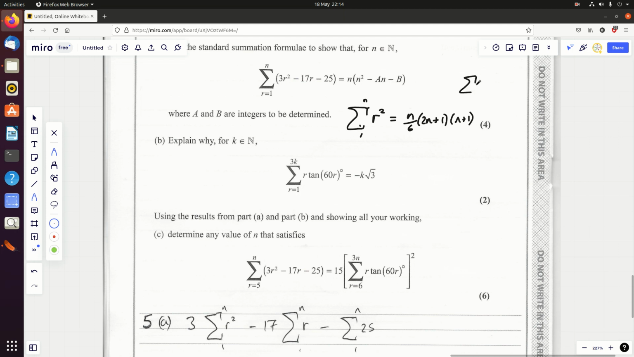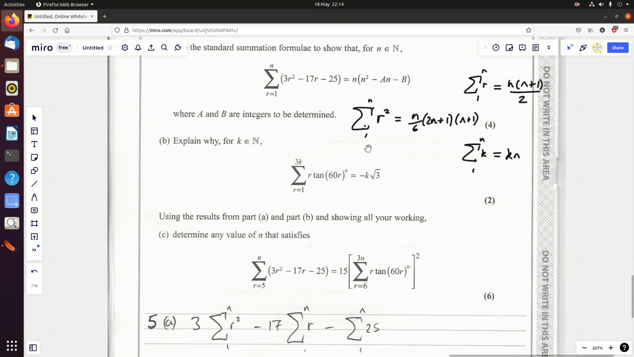Sum of r is just the sum of the triangle numbers, isn't it? Sum of the natural numbers, sorry, which happen to be triangle numbers. And the formula for triangular numbers is n times n plus 1 over 2. And then if you ever sum a constant from 1 to n, it's just kn. So that's what I'm going to use, those three results.